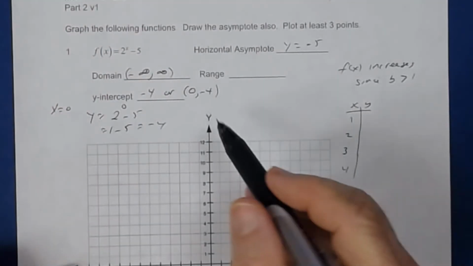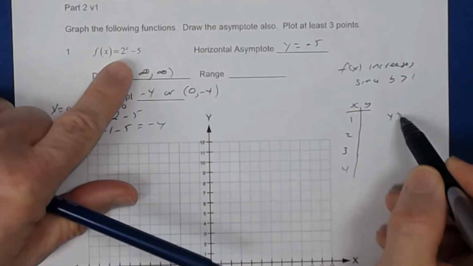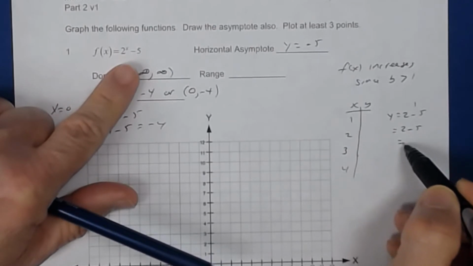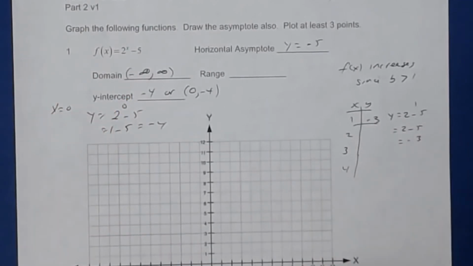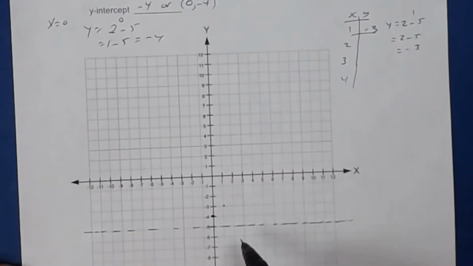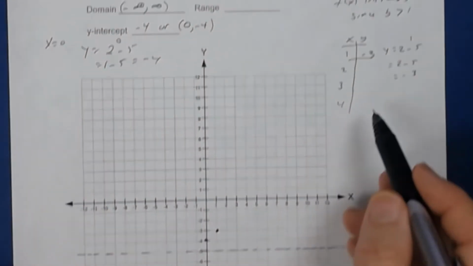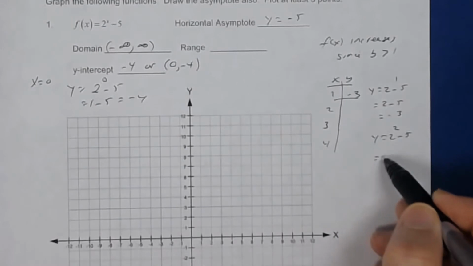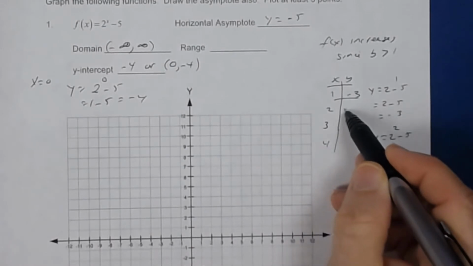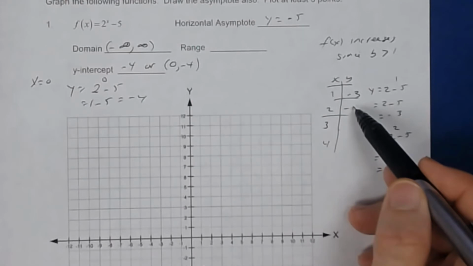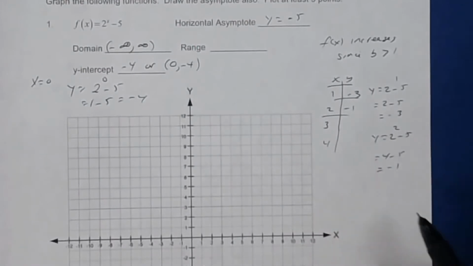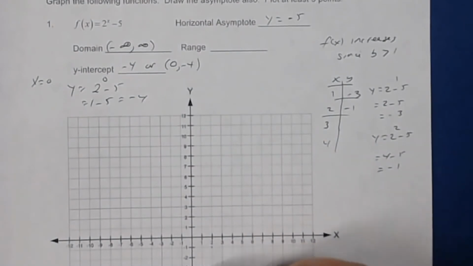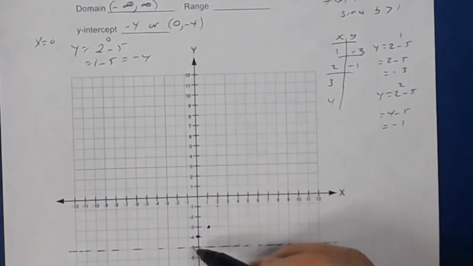And you'll see that. So when x is 1, notice what happens. y equals 2 to the first minus 5. 2 to the first is 2. 2 minus 5 is negative 3. So I'm going to plot the point (1, negative 3) right here. If x is 2, I get y equals 2 squared minus 5. So that's 4 minus 5, which is negative 1. So I'll plot the point (2, negative 1). Do you see your y values are increasing? Negative 3, negative 1. And you can actually see it here, where your y values are getting larger and larger.